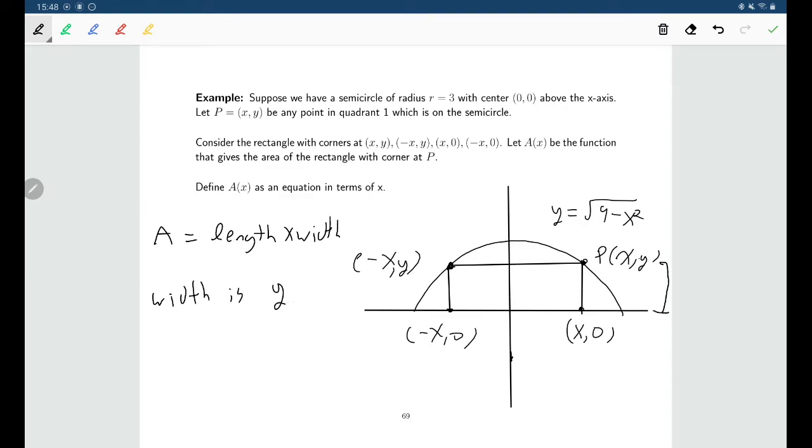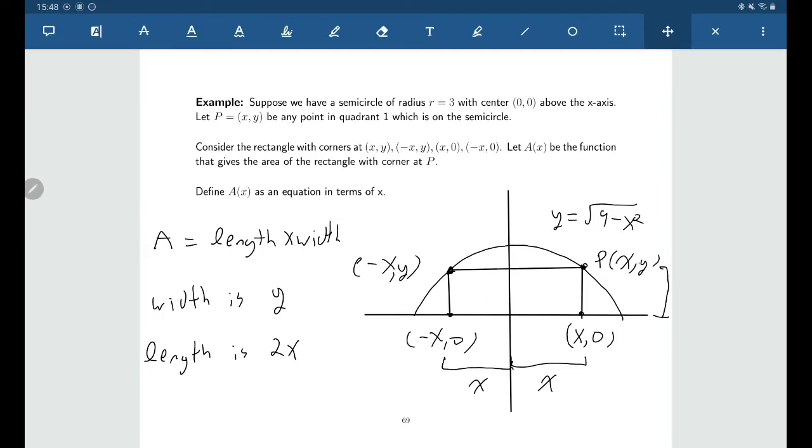And x units across, that's how far you are away from the center to the outside. So the total length should be x units plus x more units, or in other words, the length of our rectangle is 2x. So we've got a few things to fit together here, and I'm going to just summarize what we have on the next page.